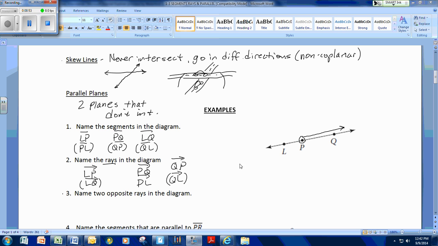That would be ray PQ. And we also have the ray going in the opposite direction from that same endpoint, ray PL. Those are both opposite rays. They start at the same endpoint and they go in opposite directions.